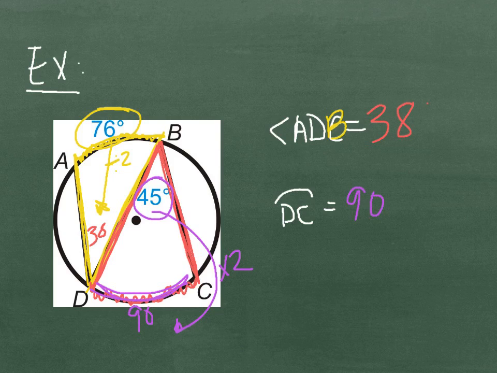And again, just to show you why, if I were to draw a central angle right here, this angle is clearly 90, and it's bigger than this inscribed angle, and they share the same arc. So in order to get that smaller angle, you would divide by 2.